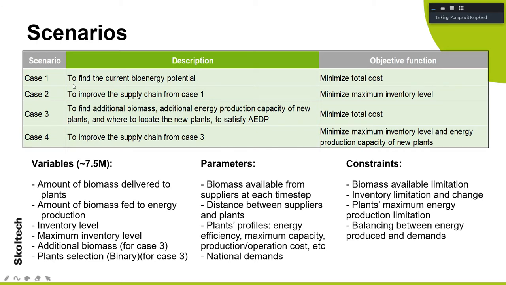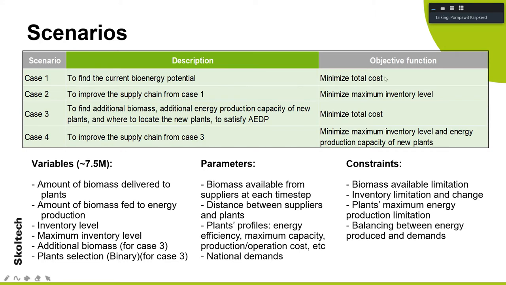So case 1 is where we find the current bioenergy potential of Thailand first. Then in case 2, I improve the supply chain from case 1. In case 3, I want to answer how much more biomass Thailand should grow, how many new power plants and how much capacity Thailand should build, and where to locate those new power plants to satisfy the AEDP target. And in case 4, I improve the supply chain from case 3.